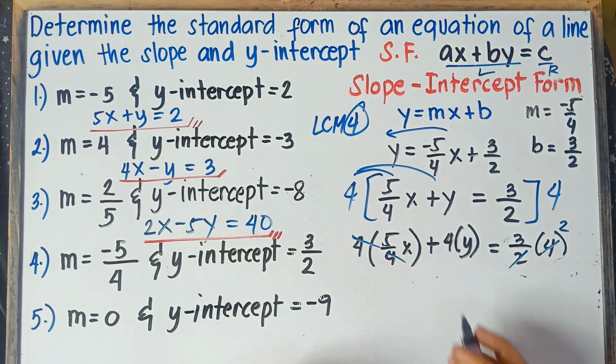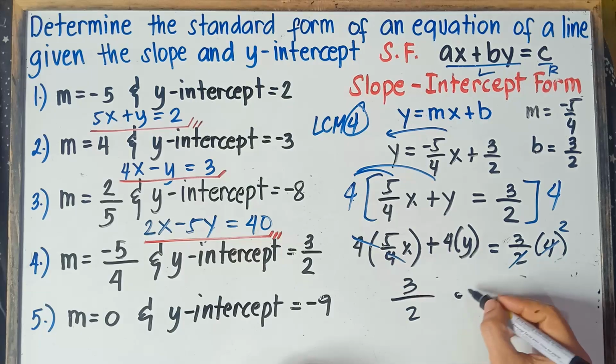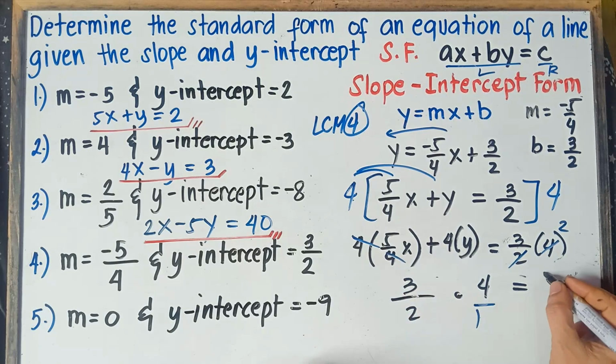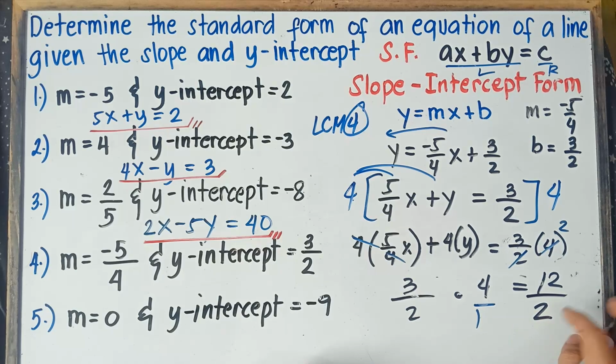Let me just explain this one, class, step by step. 3 over 2 multiplied by 4. Understood that there's 1 here, right? 3 times 4 is 12. 2 times 1 is 2. 12 divided by 2, that would be equal to 6.